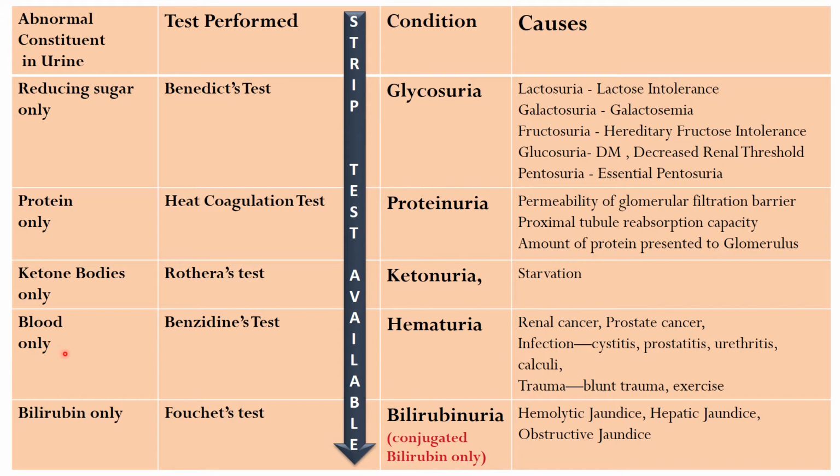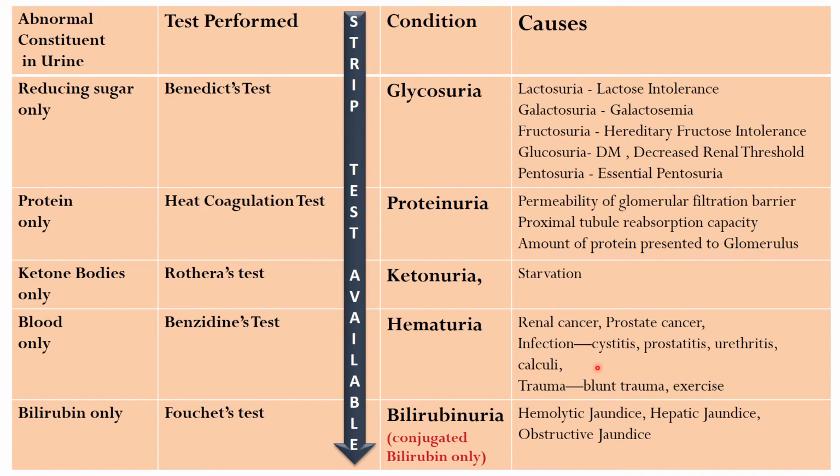The next component is blood. When the presence of blood has to be checked, it can be done by the benzidine test. And the condition in which blood is present in urine is commonly termed hematuria. The causes can be renal cancer, prostate cancer, infection. It can be cystitis, prostatitis, urethritis, calculi, trauma, burn, blunt trauma, exercise, and it may also be renal stones.